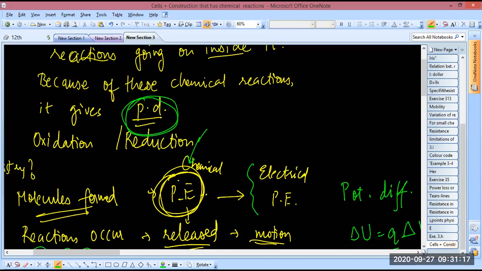In very short, what is the function or role of a cell? What is the role of a cell? Then the shortest answer is it provides potential difference.